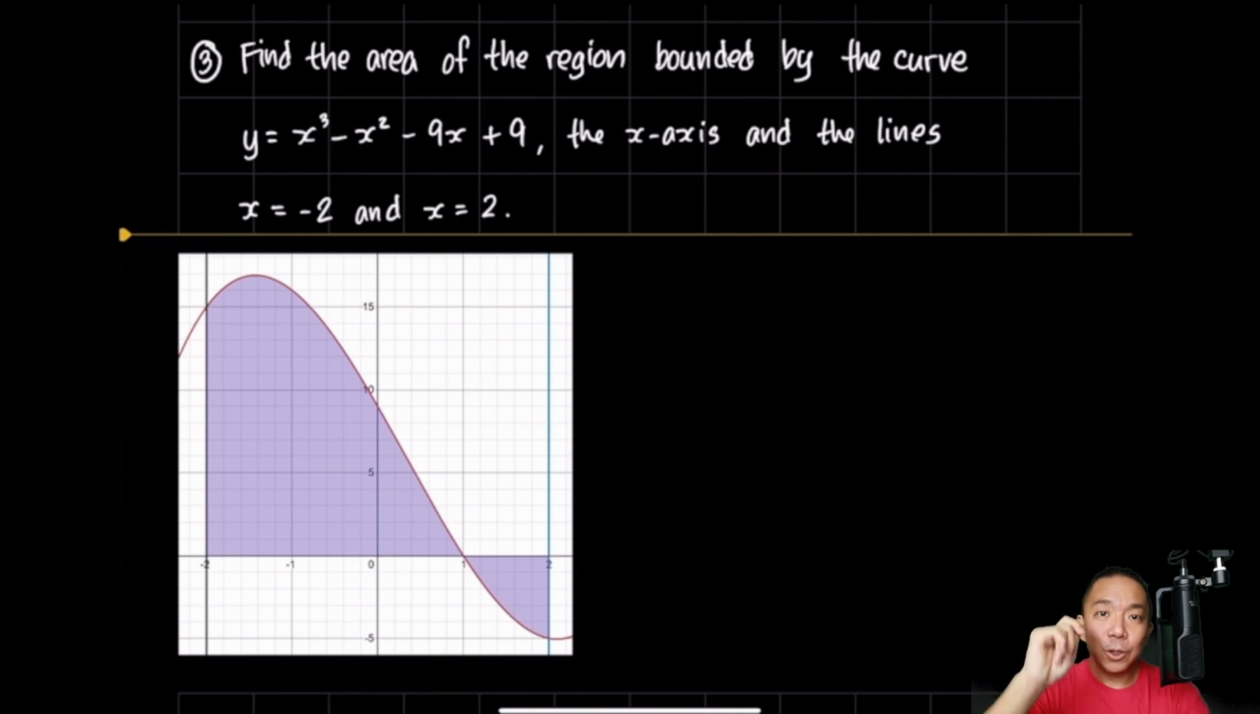x-axis. Ngayon, kung kinuha natin yung definite integral from negative 2 to positive 2 of this function, ang makukuha natin ay yung net area. So, ititreat niya yung region above the x-axis as positive, yung region below the x-axis as negative, at i-add niya yung dalawa. Will that be the same as the area of this region? So, dapat ang sagot nyo, no.